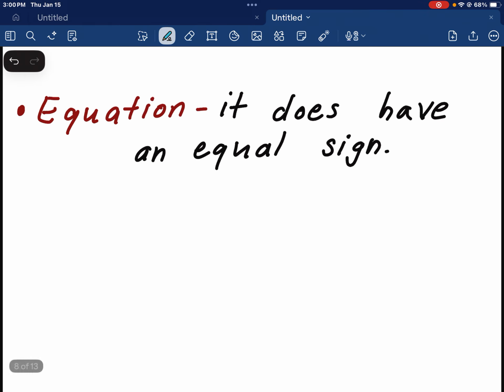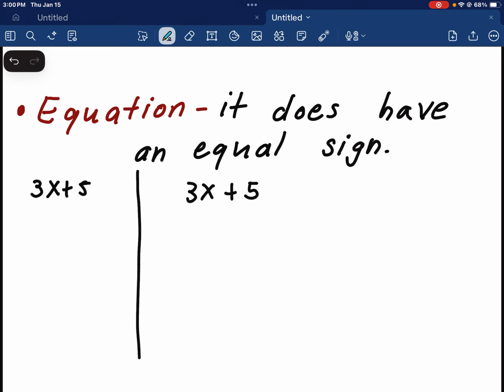Meanwhile, an equation does have an equal sign. So if you remember, our expression is like 3x plus 5. An equation is 3x plus 5 equals 9. So this equal sign here makes the whole thing an equation. More examples are like 5y plus 9 equals 10, or 9ab plus 9x equals 18.